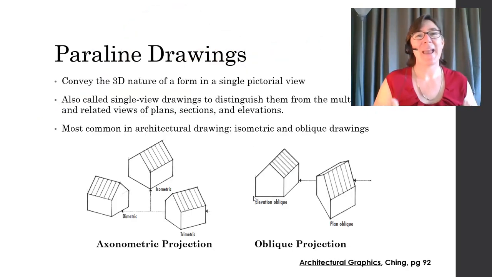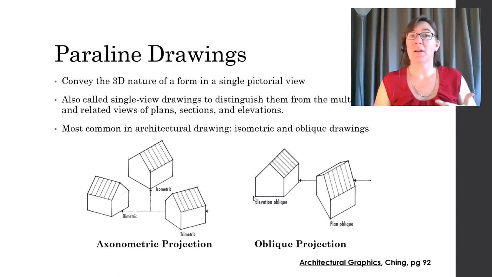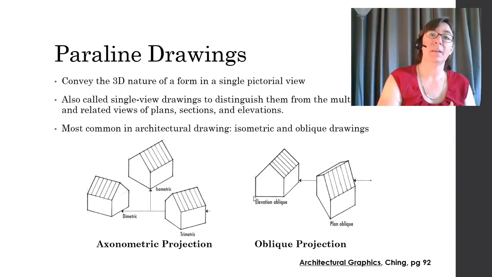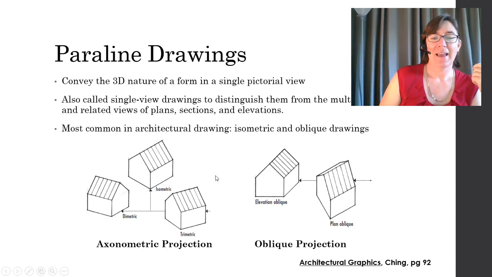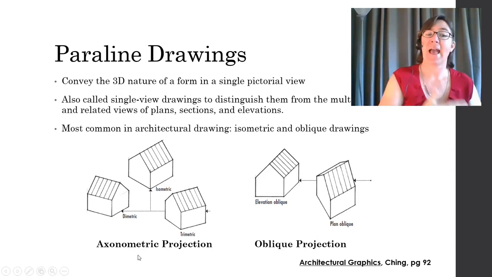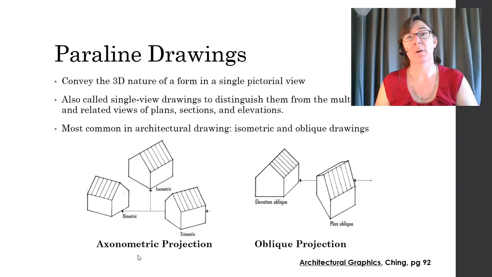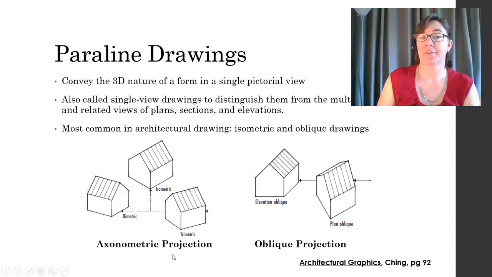But this week we're studying Paraline drawings. They might also be called single view drawings, and that's to distinguish them from the multi-view drawings that we studied last week. There's a couple of different kinds of Paraline drawings, in two different categories. They can be axonometric projection or oblique projection. And then in axonometric, there's three different types. We'll look at all three of these: isometric, dimetric, and trimetric. And in oblique projection, you can have a plan oblique or an elevation oblique.